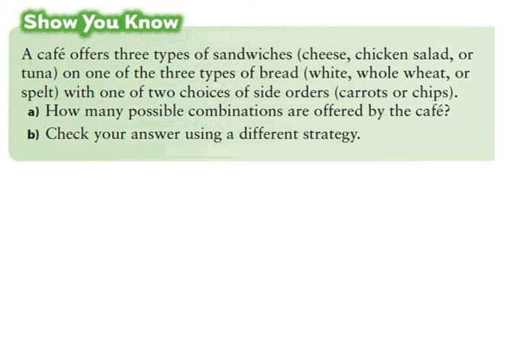The second show you know says a cafe offers 3 types of sandwiches with 3 types of bread and one of 2 side orders, carrots or chips. How many possible combinations are offered by the cafe? For this particular one, since we have 3 different events, you can't use a table. You have to use a tree diagram. And again, this is probably the maximum number of branches I would ever want in a tree diagram. But I'll pause this and show you what it looks like.